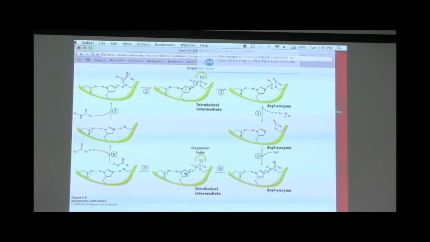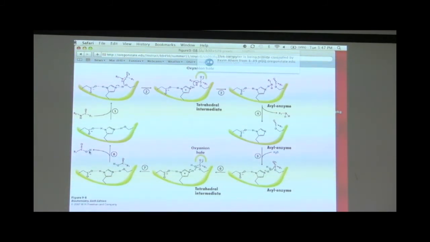And that reactive oxygen molecule is going to go back and attack that carbon again. And it's going to create a reactive intermediate, just like we saw before. And that reactive intermediate is going to be stabilized in the oxyanion hole. And that's going to allow it to fall apart. And this time when it falls apart, it comes off of the serine. Now, at this point, we have released the second polypeptide. As a consequence, the second polypeptide goes flying away, and the enzyme returns back to its original state.